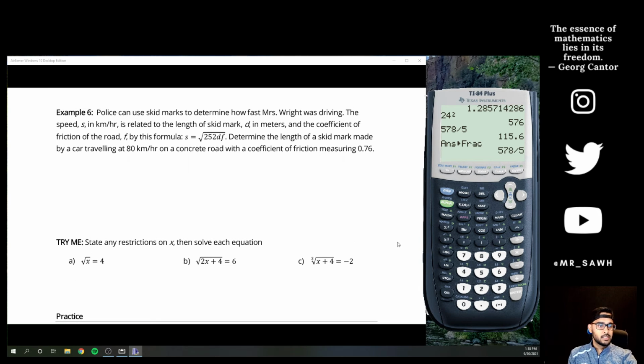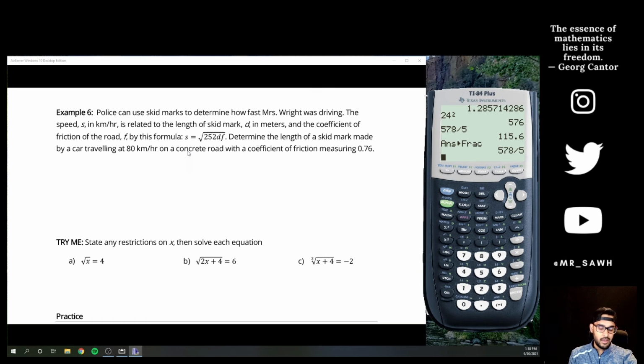But it just says that the police can use some skid marks to determine how fast someone was driving. The speed is related to the length of the skid mark, which is in meters. The coefficient of friction, which is given by F, is given by this formula. Determine the length of the skid mark made by a car traveling at 80 kilometers per hour on a road with a coefficient of friction of 0.76.